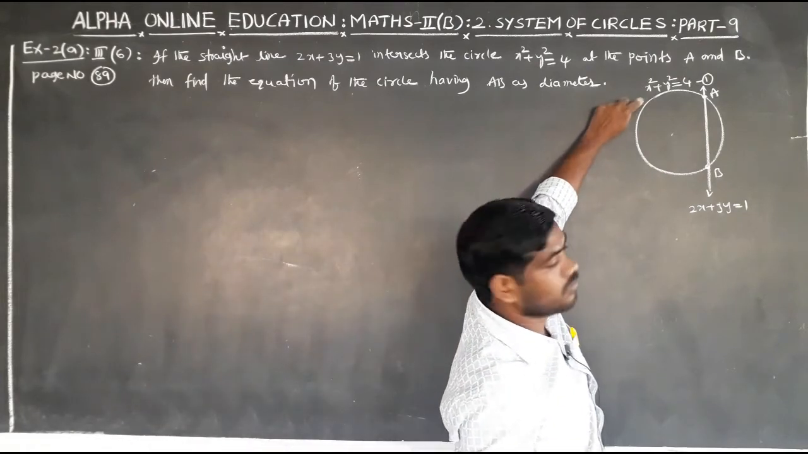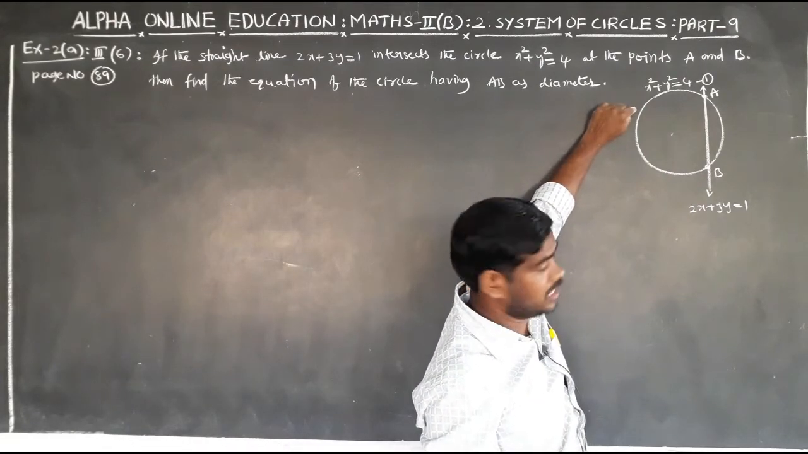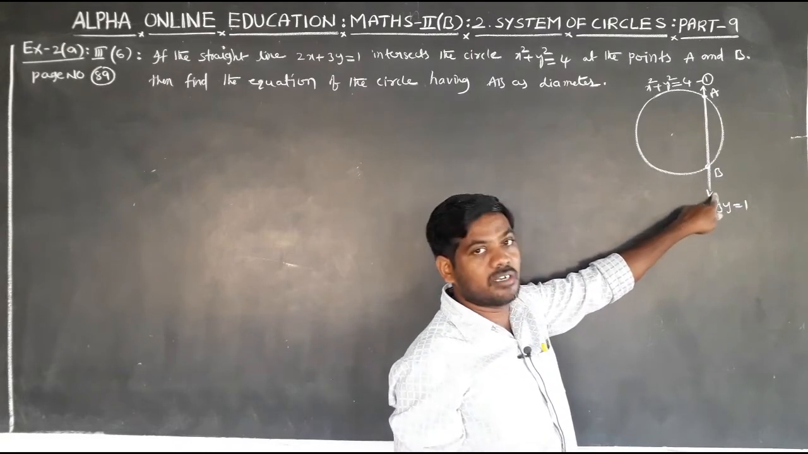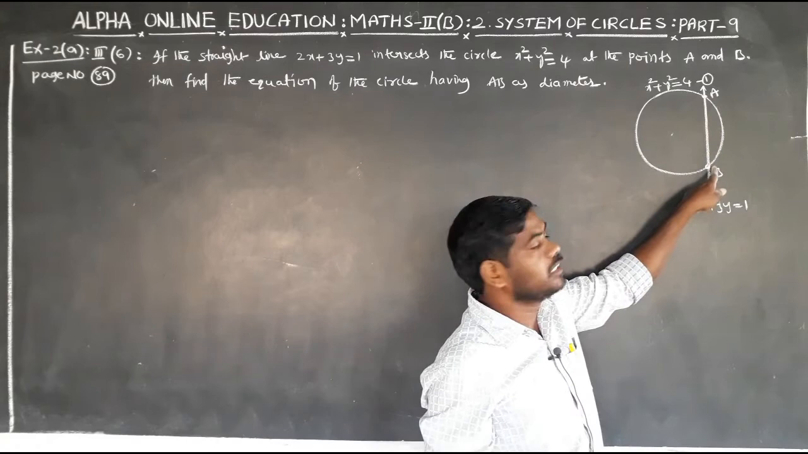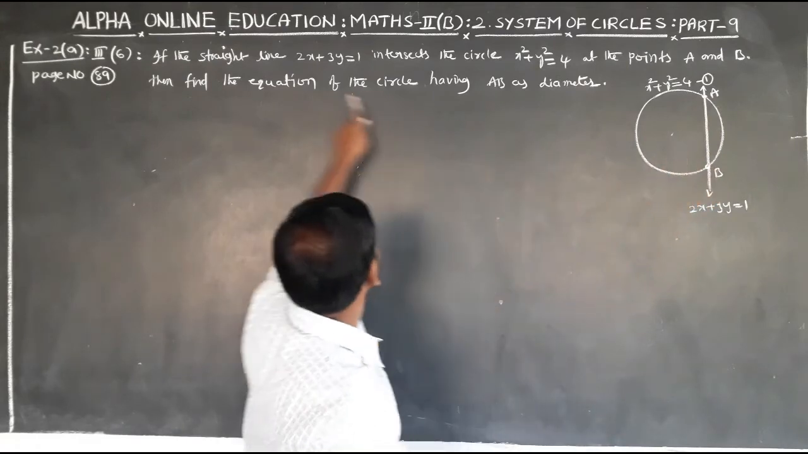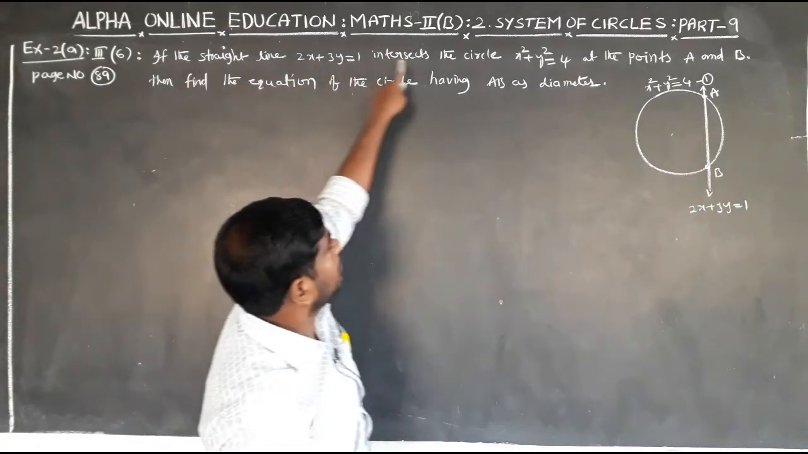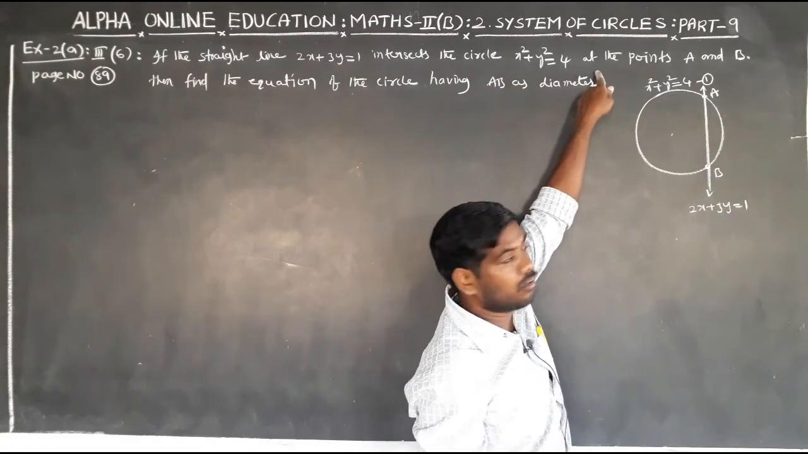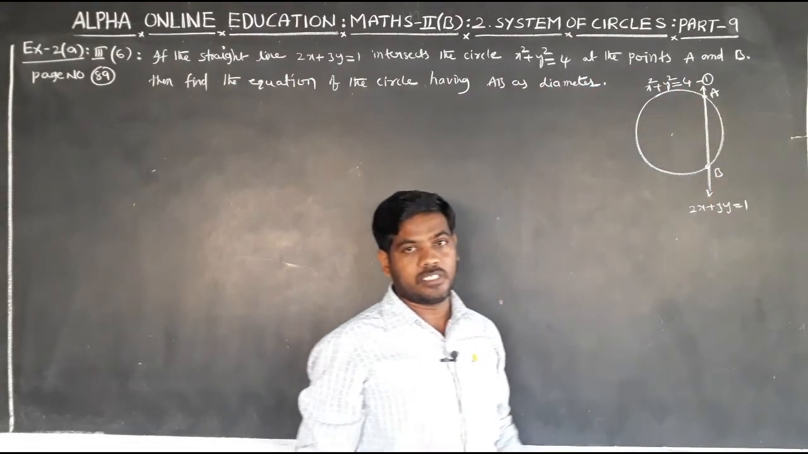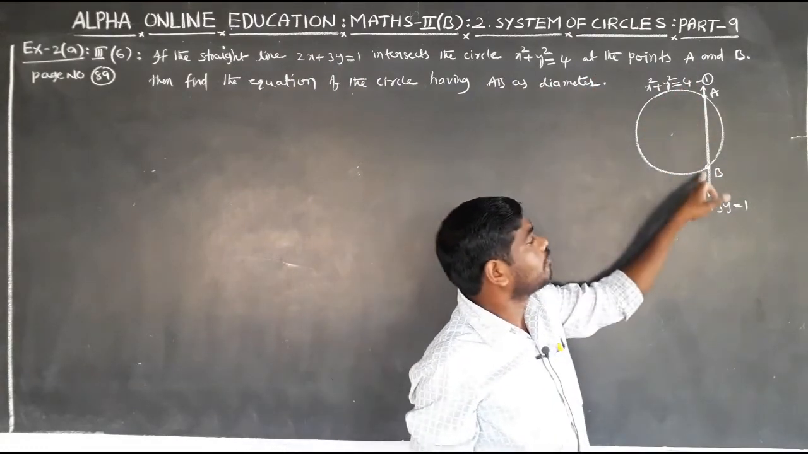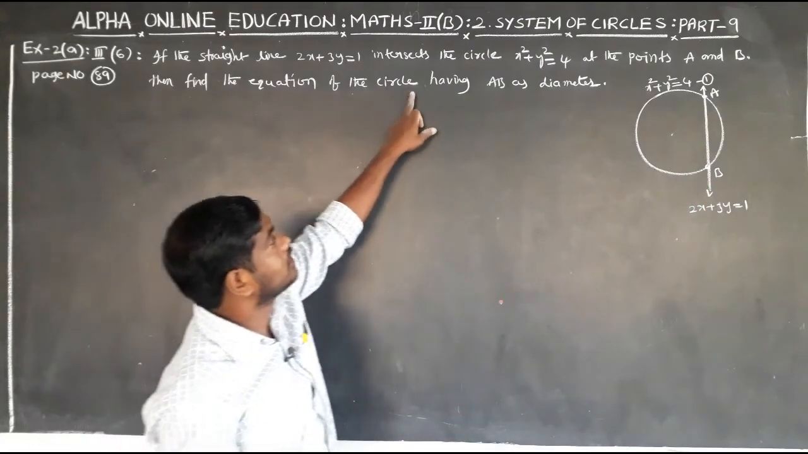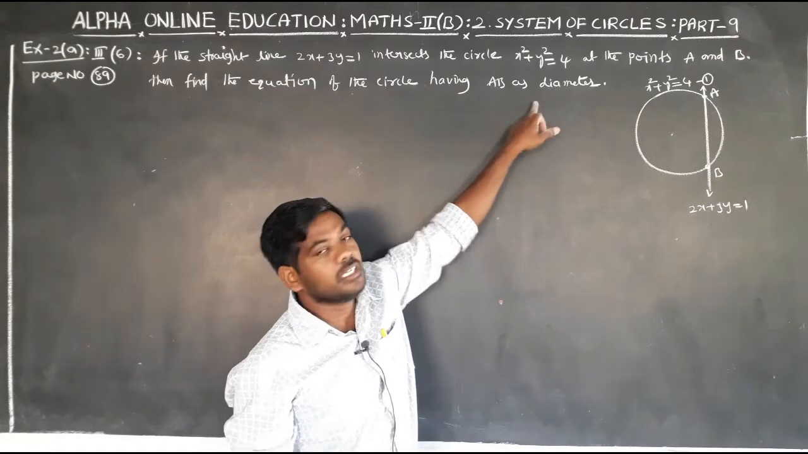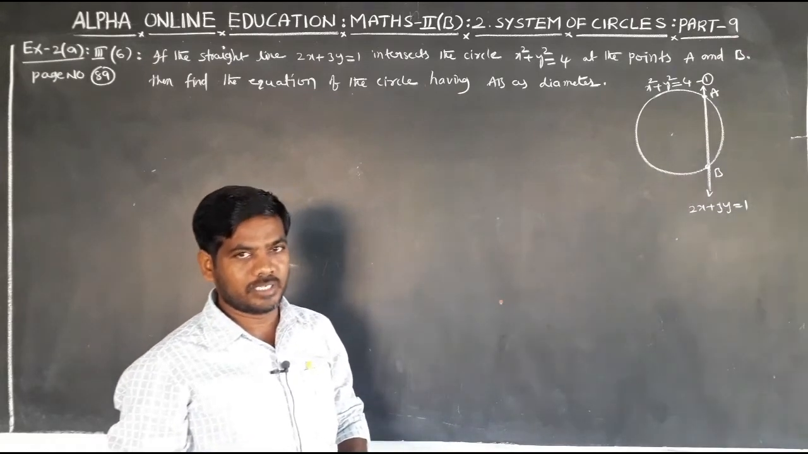This is the equation of the circle. This is the equation of the straight line. They intersect at capital A and capital B. If the straight line and the circle intersect at the points capital A and capital B, find the equation of the circle having AB as diameter.